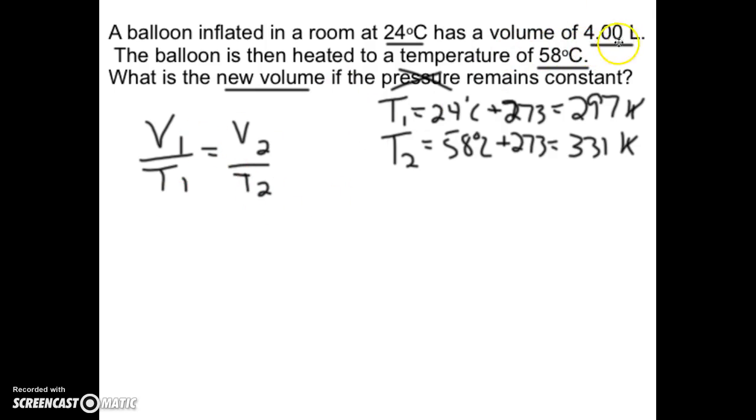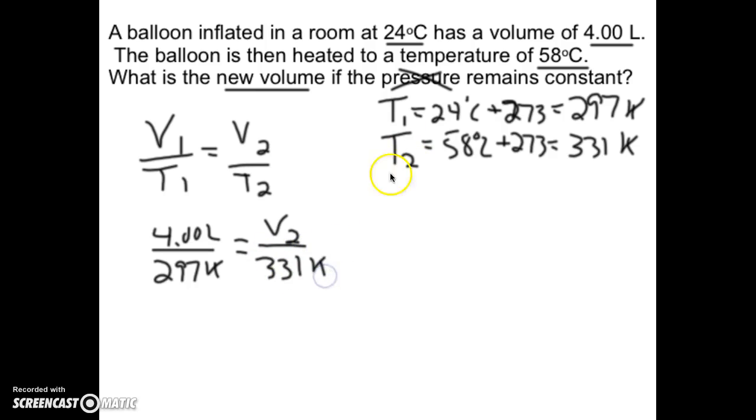So V1, that's our starting volume. So that's going to be 4.00 liters. Starting temperature is 297 Kelvin. V2 is what we're trying to find. We're trying to find the new volume. And then T2, 331 Kelvin. Okay. Now, when we have a setup like this, we want to cross multiply and divide.